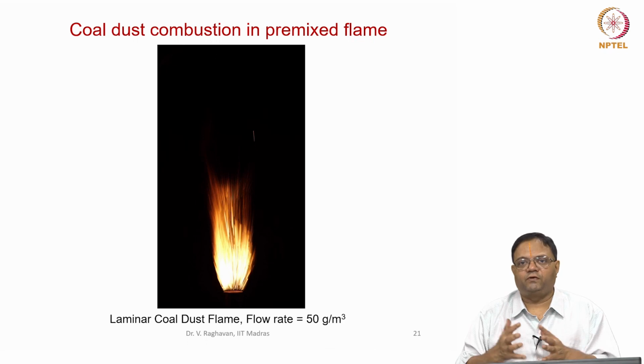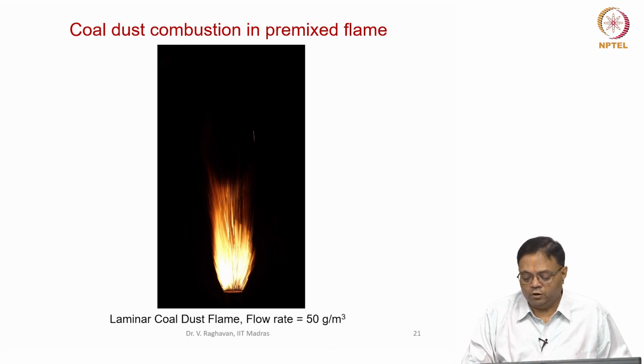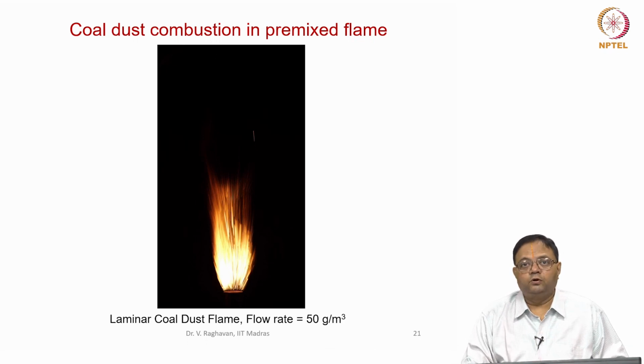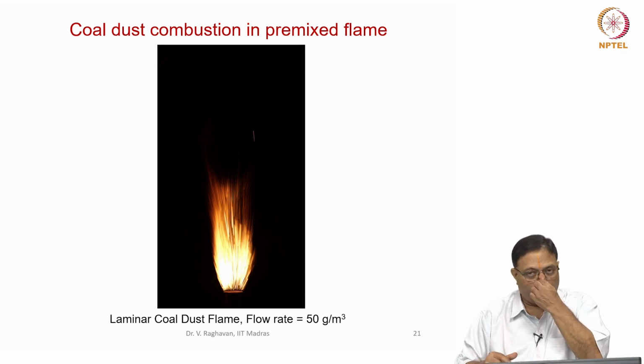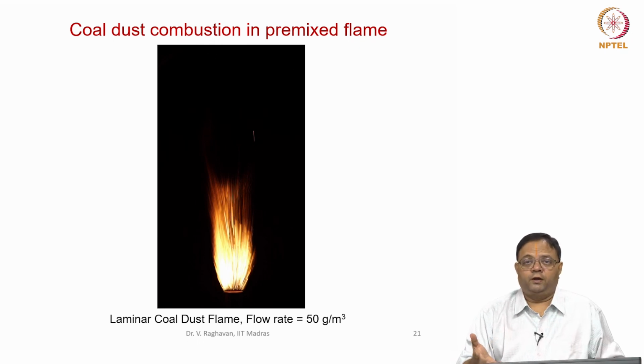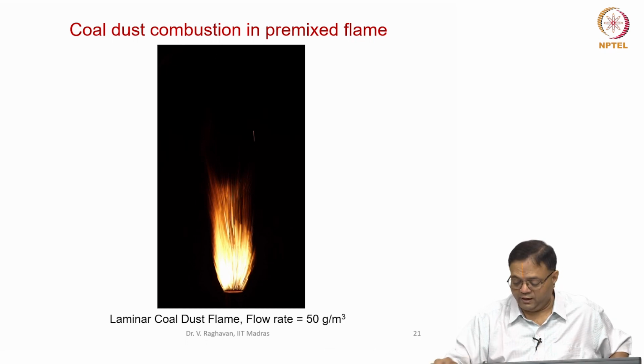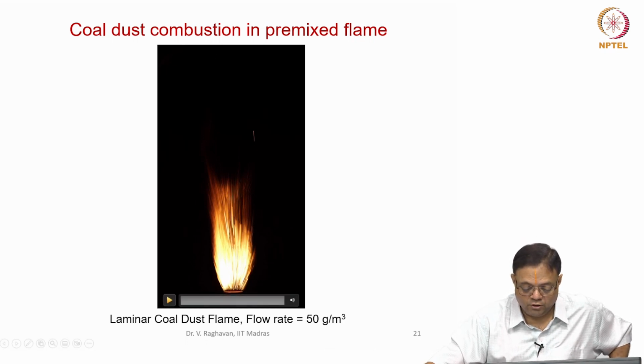We know the initial mass and final mass, from which, if you know how much mass has come out and the volumetric flow rate of the mixture, I can get what is called the dust concentration in gram per meter cube. So for 50 gram per meter cube, for an equivalence ratio of say 0.8, we can see that this is the image.